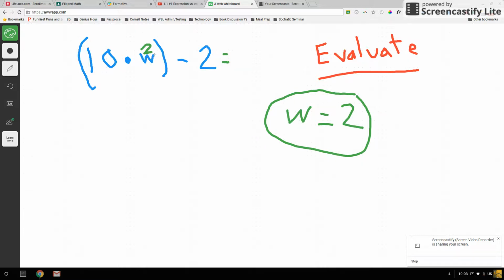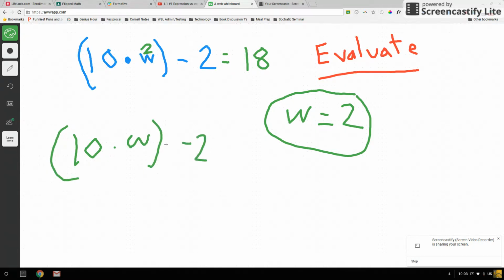Well, 10 times 2 is 20. I do inside the parentheses first. 20 minus 2 is 18. All right, I evaluated that equation. All right, let me write the expression that we started with again. We have 10 times W minus 2. Back to an expression.